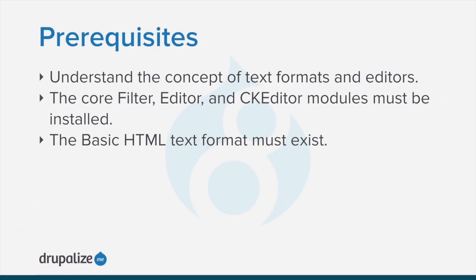To follow along, you should understand the concept of text formats and editors. The core modules Filter, Editor, and CKEditor must be installed. They are installed on your site when you install with the core standard installation profile. The basic HTML text format must exist. This is also created on your site when you install with the core standard installation profile. See the written version of this tutorial for links to the prerequisites.